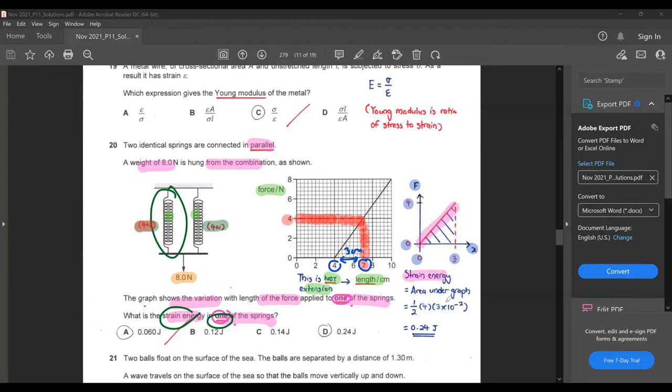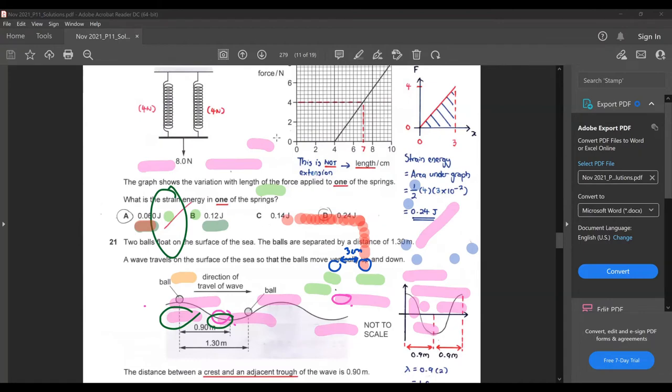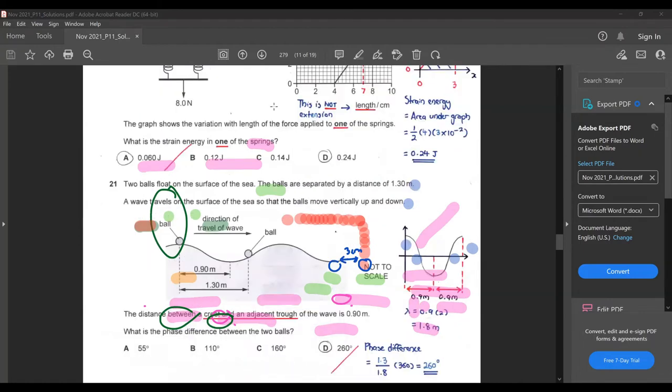So strain energy is the area under your force extension graph. So it's the area of a triangle, which is 1/2 × 4 × 3 × 10⁻². You're going to get 0.24 joules. Okay, so this one is okay. All right, so this one, no particular difficulty.